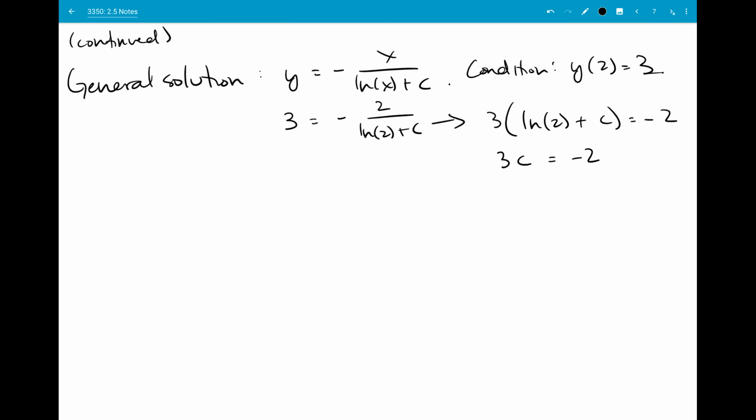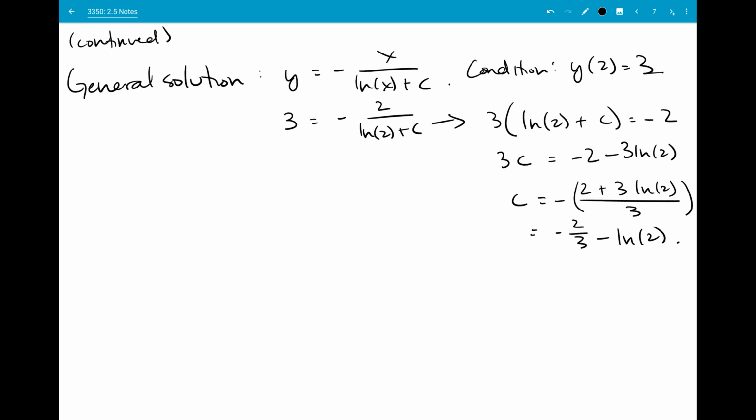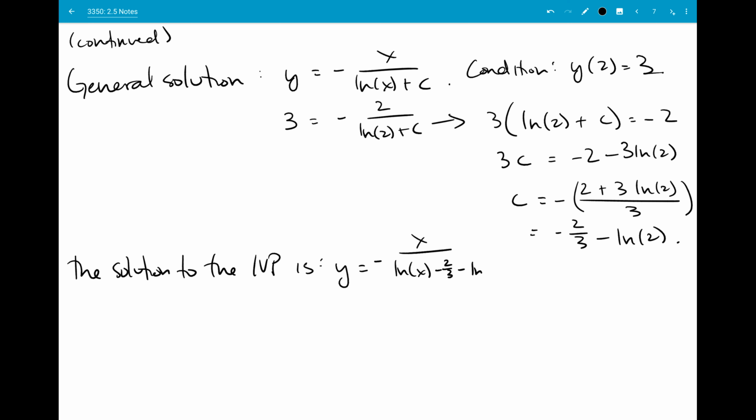3 times that constant is minus 2 minus 3 times natural log of 2. C is negative 2 plus 3 natural log of 2, over 3, I guess. It's a very ugly constant. I guess it might be easier if I just write it this way. But the solution to the initial value problem is y equal to negative x over natural log of x minus 2/3 minus natural log of 2.